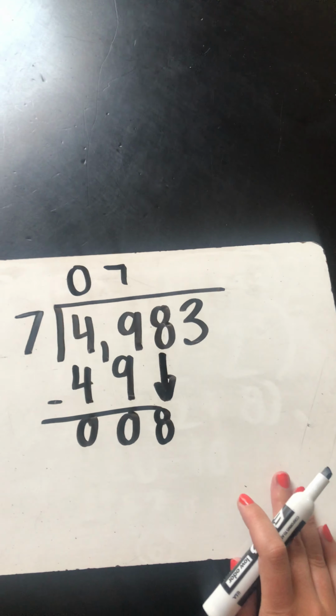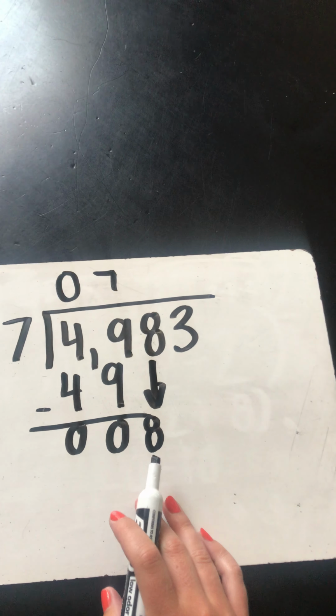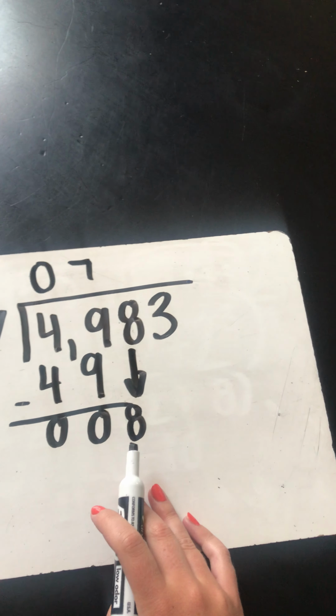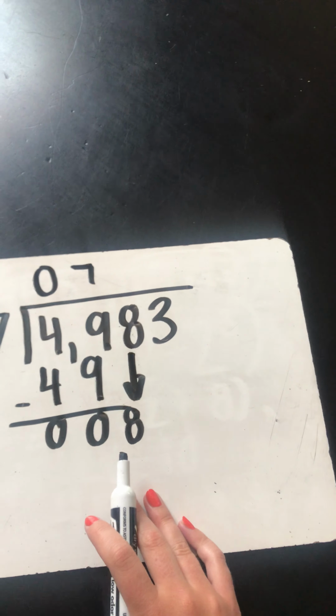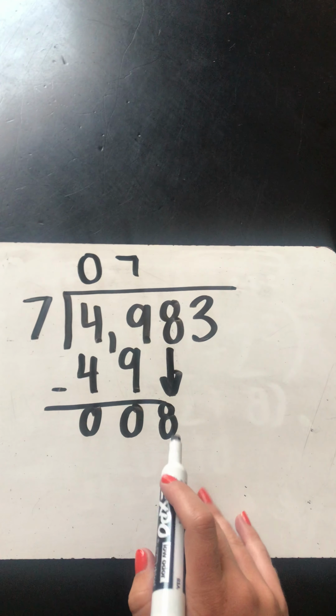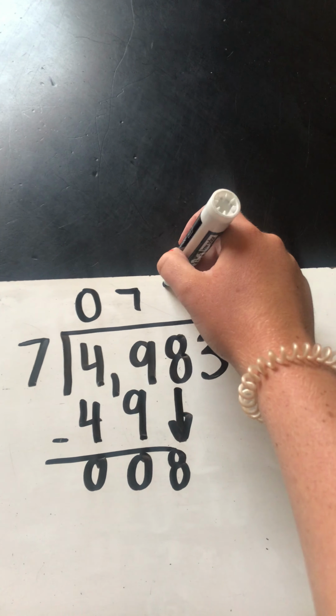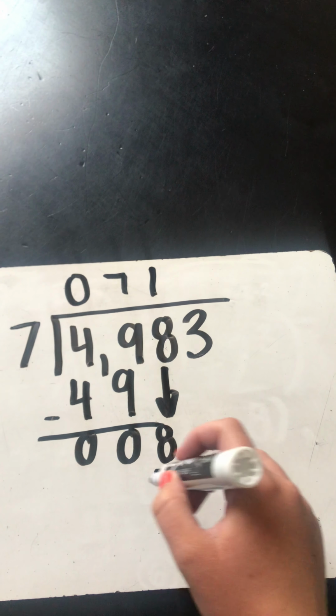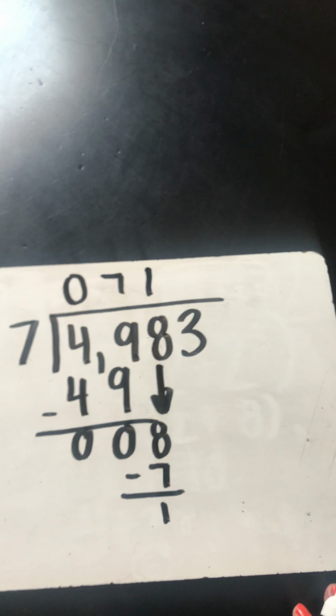Now I need to ask myself, can 7 go into 8? Sure it can. 7 times 1 is 7, and that's as close as I can get because 7 times 2 is 14, and that's bigger than 8. So I'm going to put a 1 up top and subtract 8 minus 7 to get a remainder of 1.